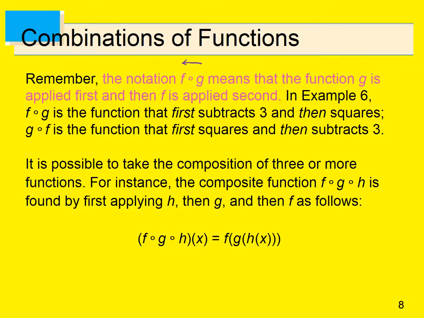It is possible to take the composition of 3 or more functions. For example, the composite function f composed with g composed with h is found first by applying h, then g, and then f, right to left, as follows. So f composed with g composed with h is f of g of h of x.